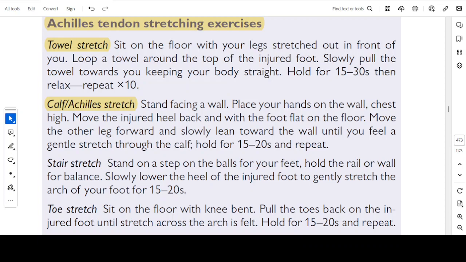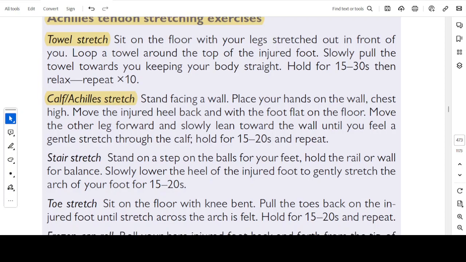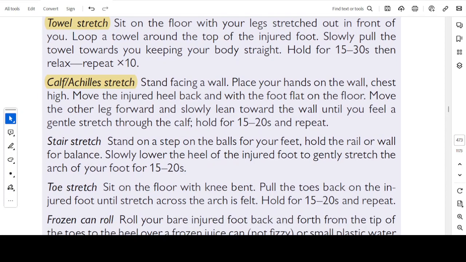Calf Achilles stretch exercise. Stand facing a wall. Place your hands on the wall, chest high. Move the injured heel back with the foot flat on the floor. Okay, so you need to move your injured heel back with the foot flat on the floor. Move the other leg forward and slowly lean towards the wall until you feel a gentle stretch through your calf. Hold for 15 to 20 seconds and repeat. You need to try these exercises yourself, then you will remember them well.